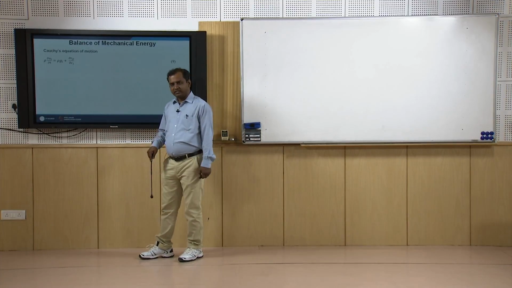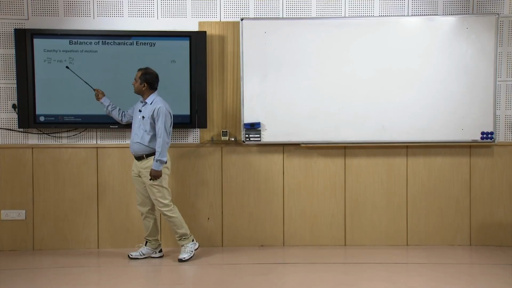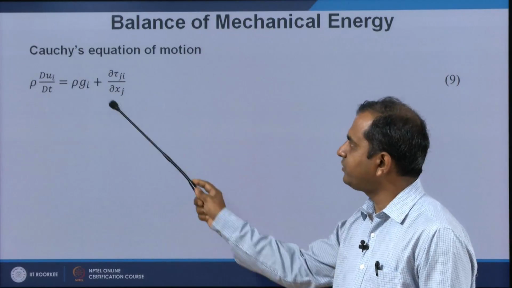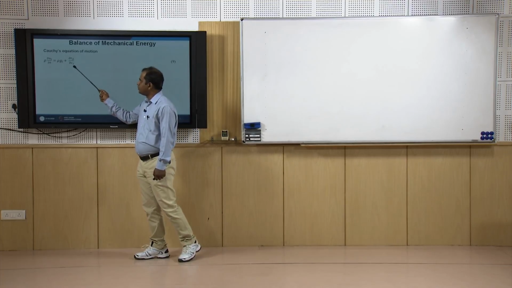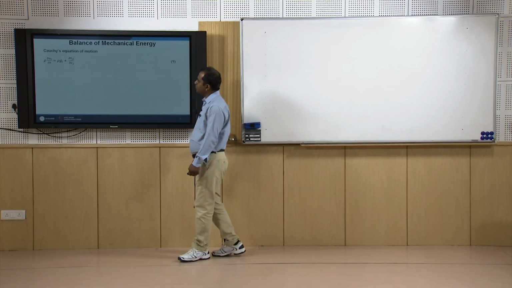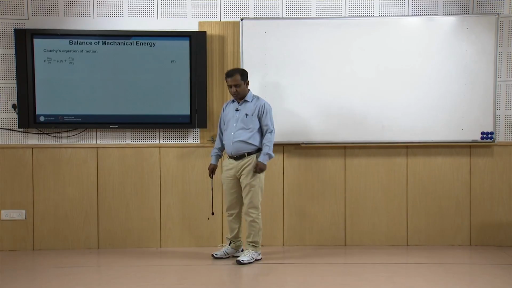Gi is the acceleration in a particular ith direction, plus this is due to surface stress, del xj of tau Ji. So, this is your Cauchy's equation of motion, all of we know this one.